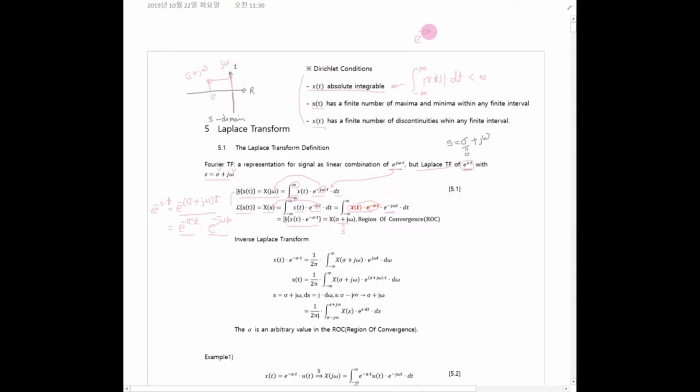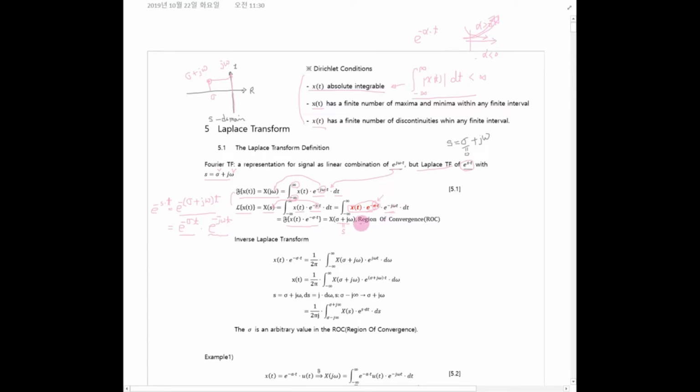Okay, e to the minus alpha t. If alpha is positive, it decays as time goes on, and it's okay. But what about when alpha is negative? Then it's exponentially growing. In that case, the integration will diverge. It goes to infinity. In such a case, the Fourier transform does not exist. But if we take the Laplace transform, we can make it converge by use of the sigma term. A certain sigma value makes this exponentially growing signal integrable.